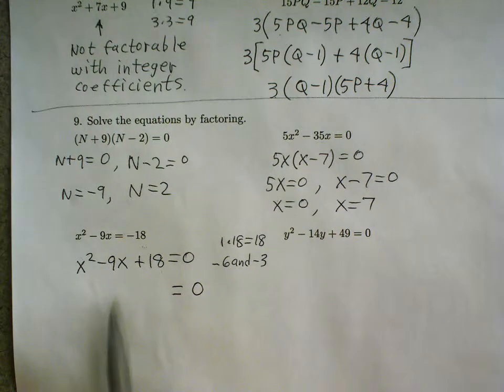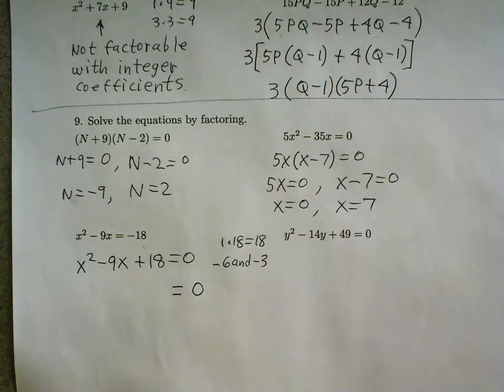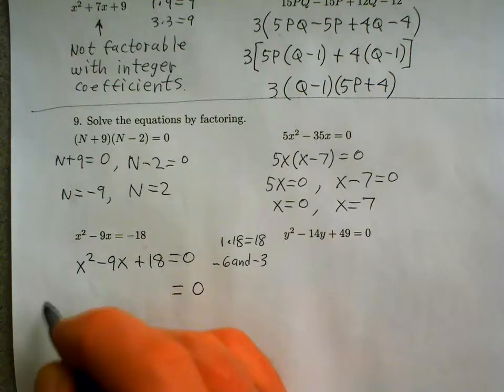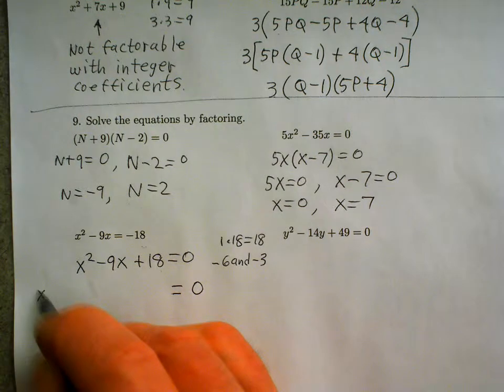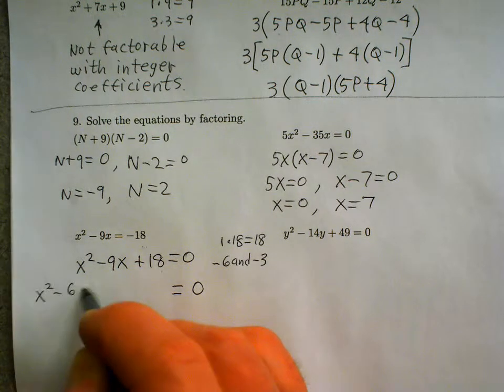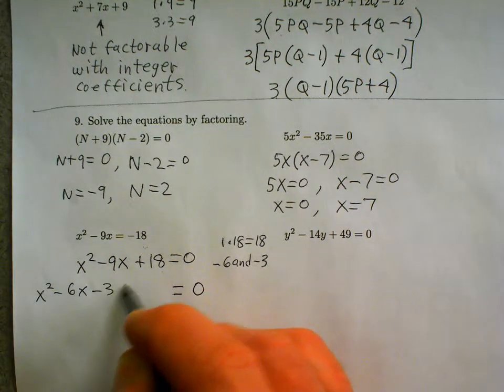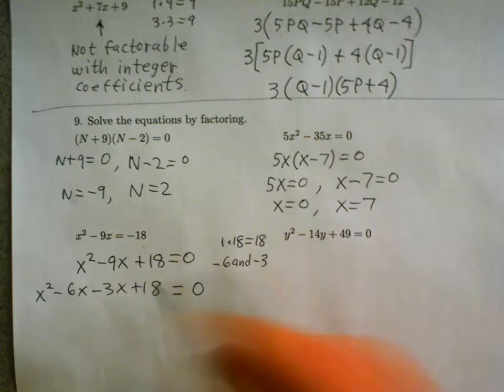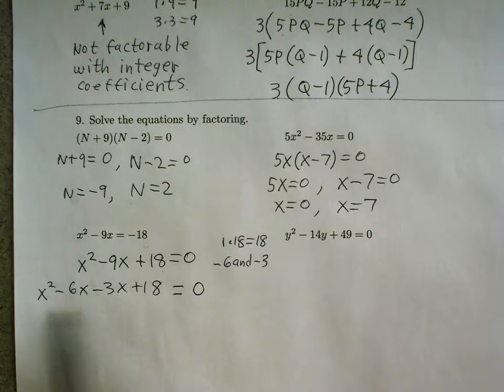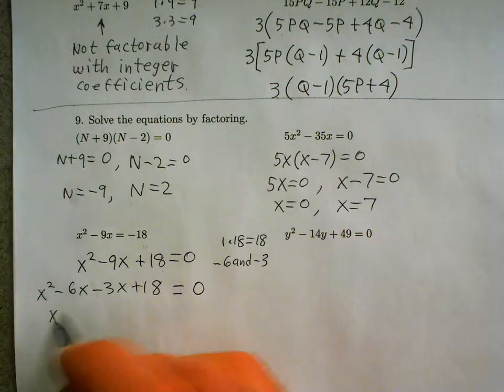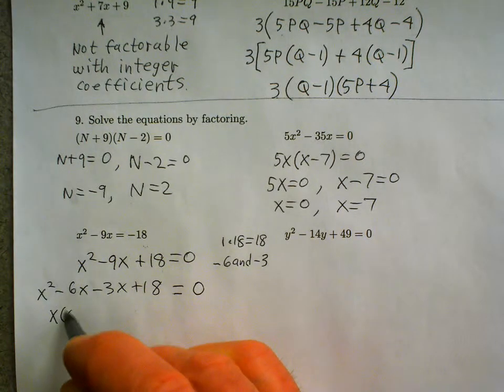Okay, then transform the trinomial into a quadronomial. There's 2 ways to do it. One way is to write x squared minus 6x minus 3x plus 18. And then factor by grouping out of the first 2 terms. X squared minus 6x, the greatest common factor is x. And then the binomial is x minus 6.